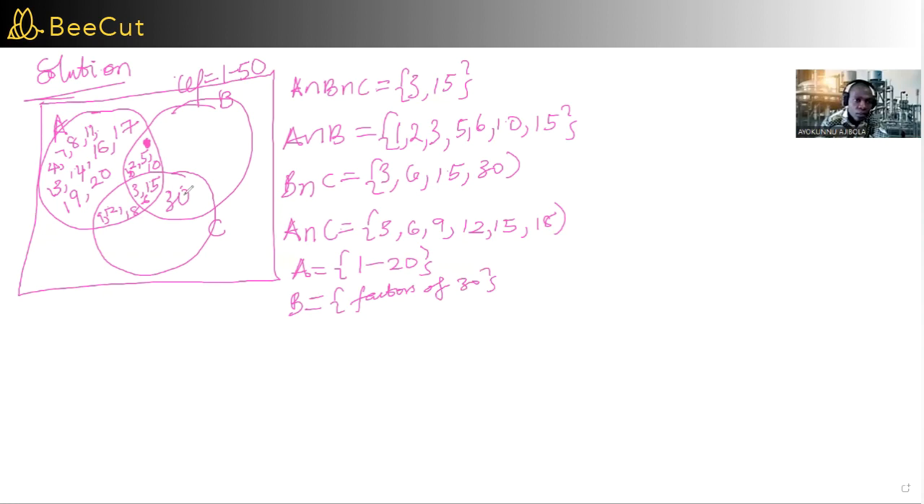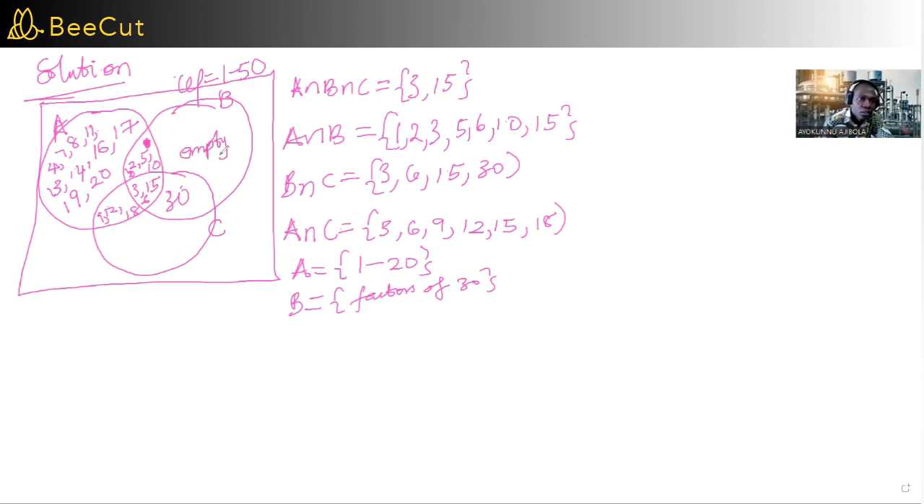So 15, then 30. So that means I think I've already listed all the factors of 30. Let me check. How many factors were listed for 30 initially? We have 1, 2, 3, 4, 5, 6, 7, 8. 8 factors. Have we listed 8 things in circle of B? 1, 2, 3, 4, 5, 6, 7, 8. So that means this place is empty. It's going to be empty set for B only.